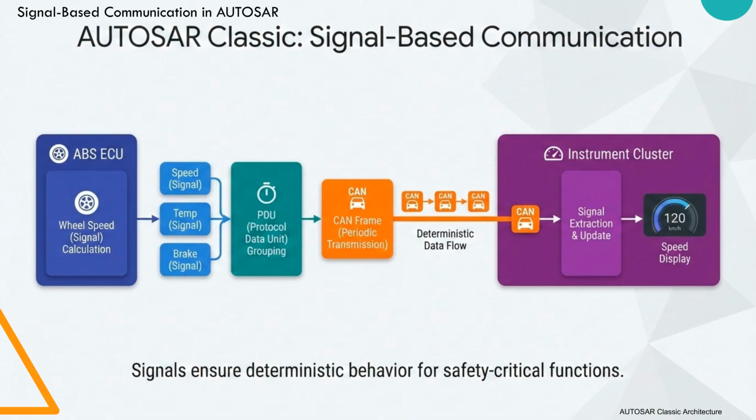In a real vehicle, consider the ABS ECU, calculating wheel speed. This value is converted into a signal, packed into a CAN frame, and transmitted periodically. The receiving ECU, such as the instrument cluster, extracts the signal, and updates the display. The key advantage here is determinism. Signals are transmitted at fixed intervals, ensuring predictable system behavior, which is essential for safety-critical functions, where delayed or missing data can lead to system failure.